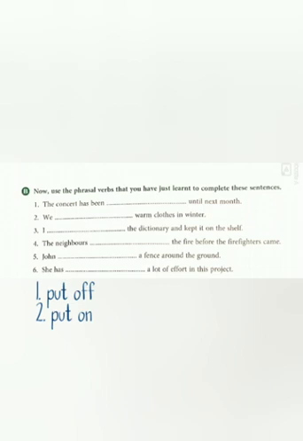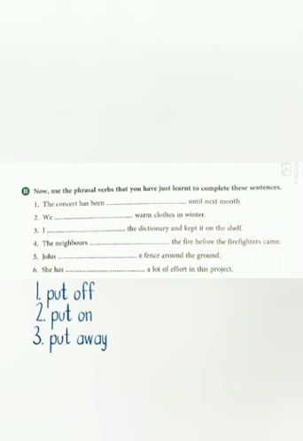Third one. I dash the dictionary and kept it on the shelf. So what phrasal verb are you going to use here? You are going to use the one meaning to store for the future. First, you are using the dictionary and then you are keeping it safe for the next usage. That means you have to use the phrasal verb put away. So the right answer is put away. I put away the dictionary and kept it on the shelf.